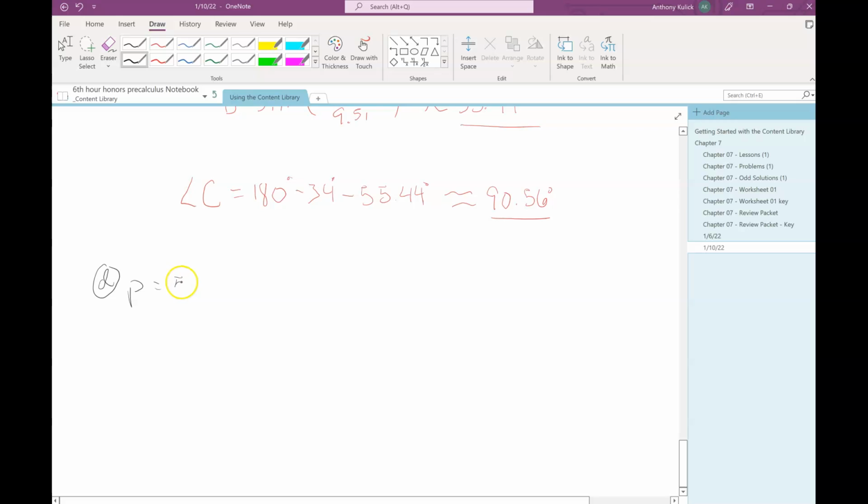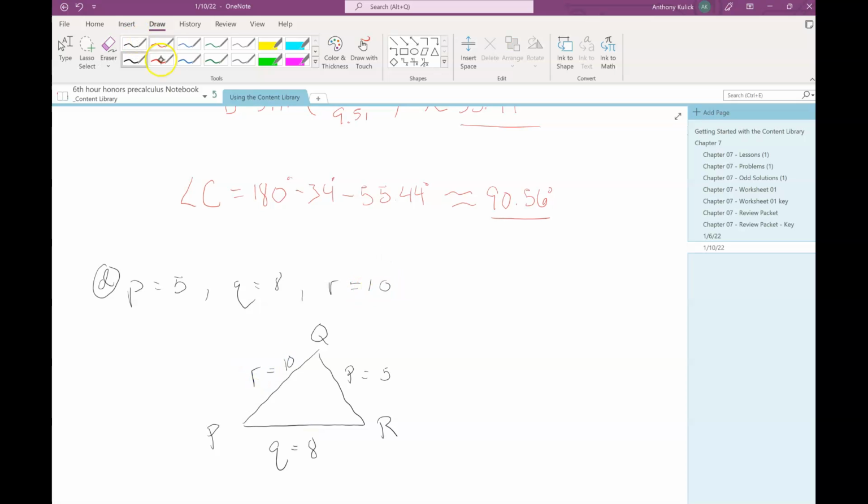We'll do one more example here today, and then that's all I need to do for today. So let's look at an example where we have side P is 5, side Q is 8, and side R is 10. So we'll draw and label our triangle. Everybody feel good there? What situation is this? Side, side, side.